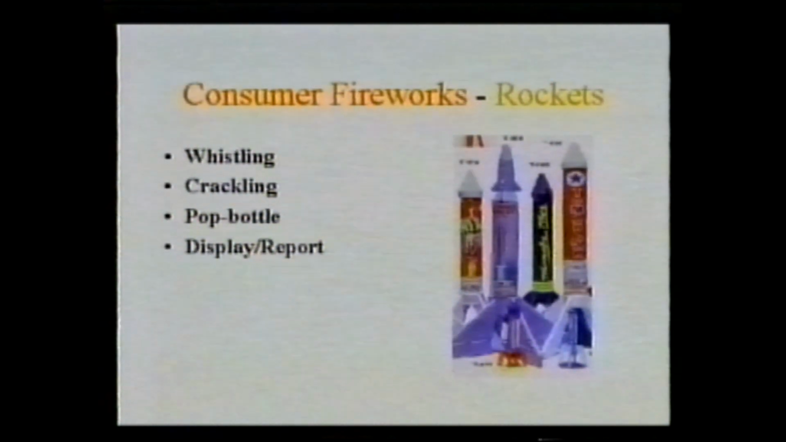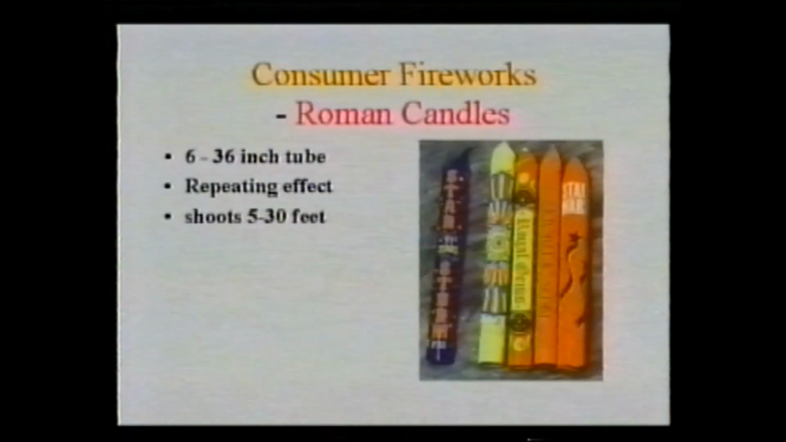We'll speak briefly about rockets. Although rockets are illegal in Michigan, you can have whistling, crackling, display reports, and of course the classic pop bottle rocket. The rockets shown here have plastic fins. It's been my experience that these are very erratic, and if you're in a state where you can shoot rockets, I would definitely advise you to shoot a stick type rocket, whether it be the small pop bottle or the larger ones.